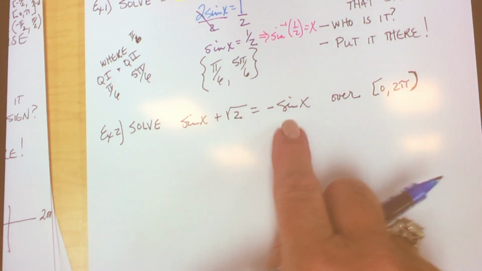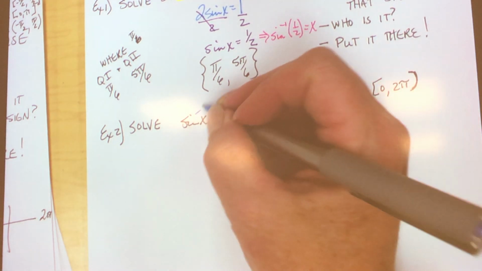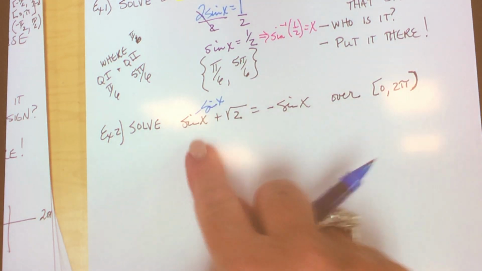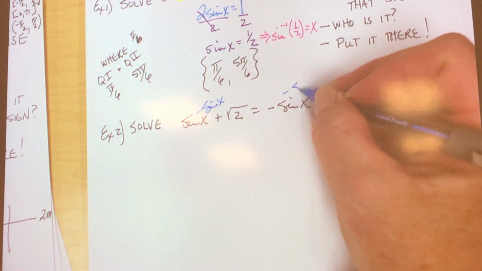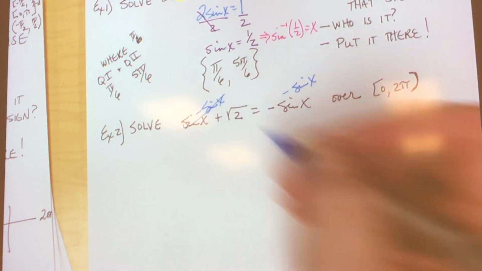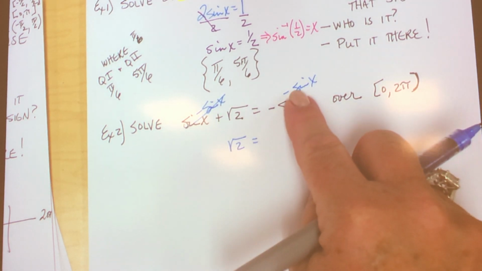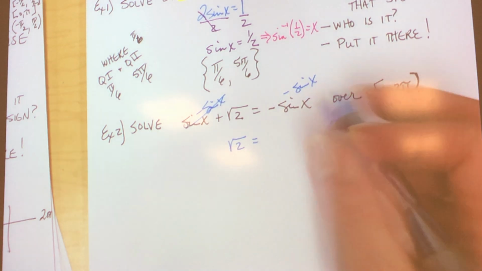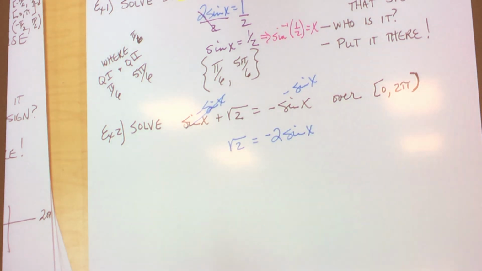Some of y'all don't like that, because you don't like it to be on the right. But there's nothing wrong with it, okay? So I'm just gonna minus sine x. If you wanted to add sine x and then subtract the square root of 2, you'll get the same answer. Okay? So these go away, and I'm left with the square root of 2 is equal to, what's negative sine x minus sine x? Negative 2 sine x. Very good. Like signs, you add and take the sign above.